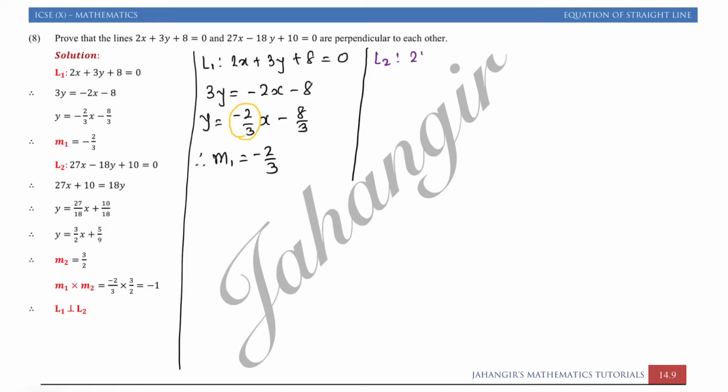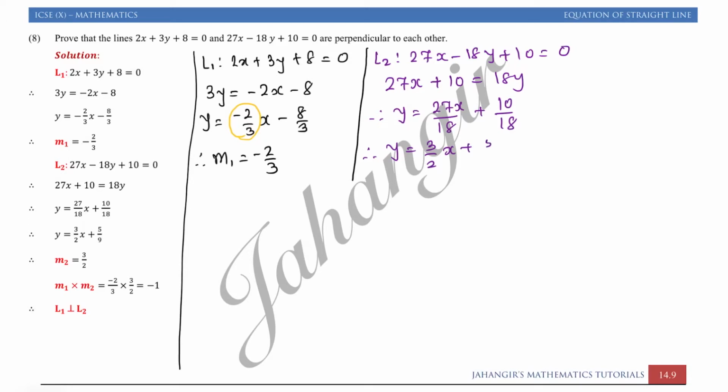L2: 27x minus 18y plus 10 is equal to 0, making y a subject of the formula. So 27x plus 10 is equal to 18y. So therefore y is equal to 27x by 18 plus 10 upon 18. Converting it to the simplest form, y is equal to 3 by 2 x plus 5 by 9. So therefore we can say m2 is 3 by 2.